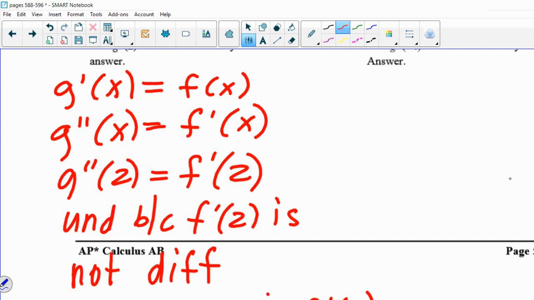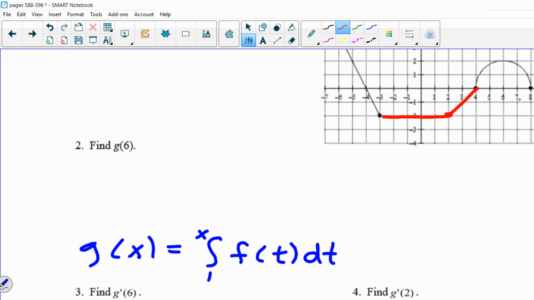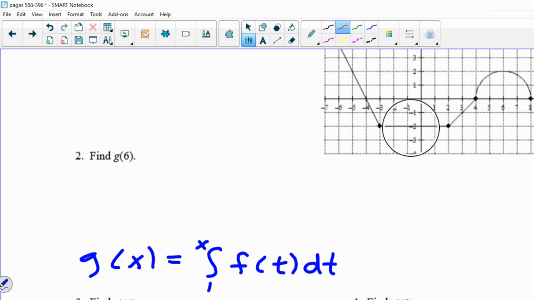Okay, I think I see one more question on there, number 6. G double prime of -4. Well, G double prime of -4 would be f prime of -4. Well, what's f prime of -4? Now, I can do that one. That's just slope because that's a line. What's the slope there?